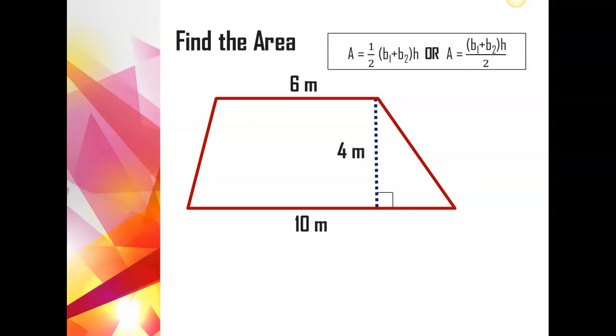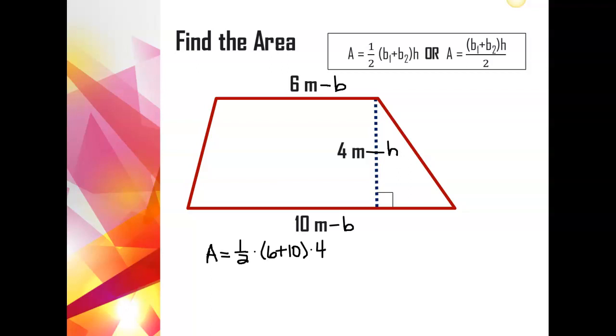First, we need to identify the bases and height. The bases are the two parallel sides, so that would be 6 and 10. The height connects the two bases together, so the height is 4. Using the formula on the left, we would write this as 1/2 times the two bases added together, so that's 6 plus 10, times the height of 4.